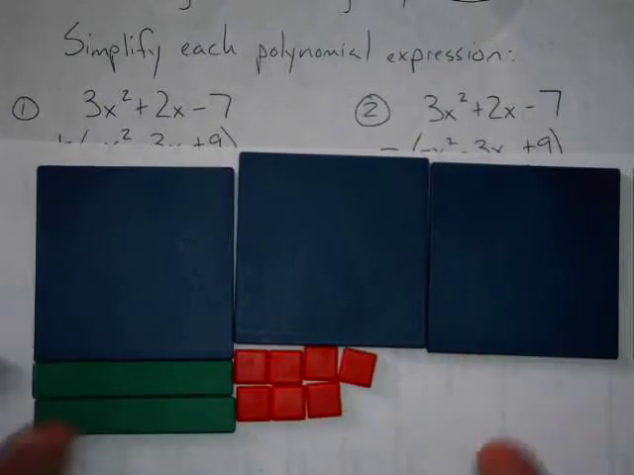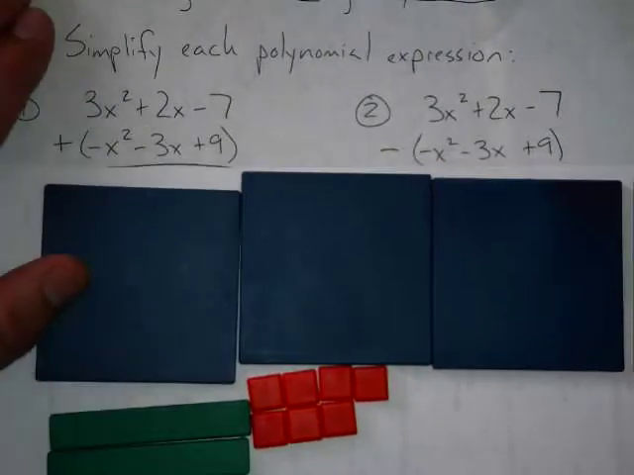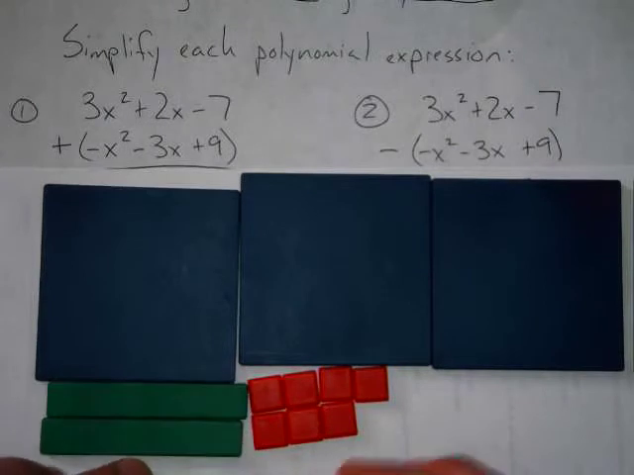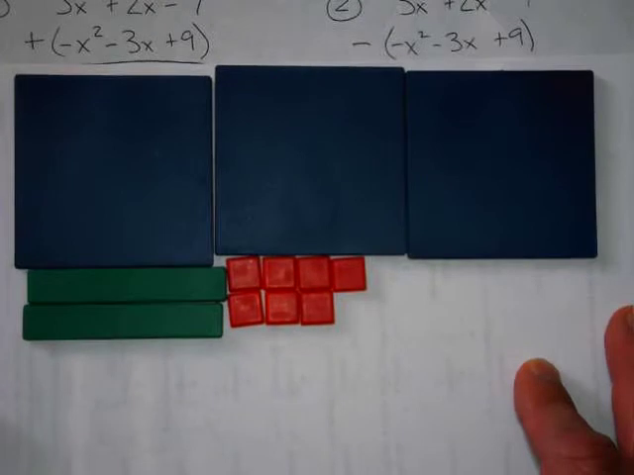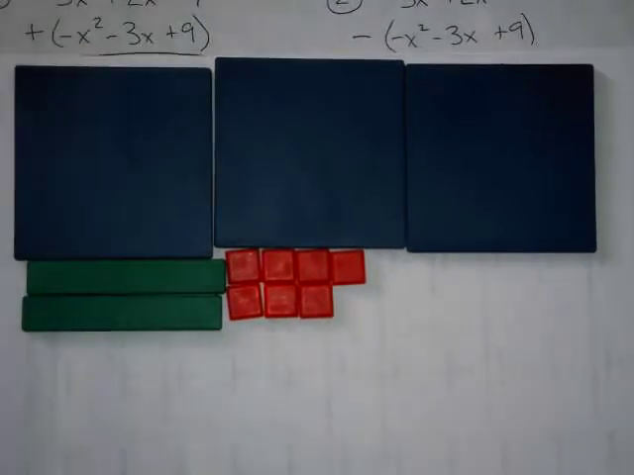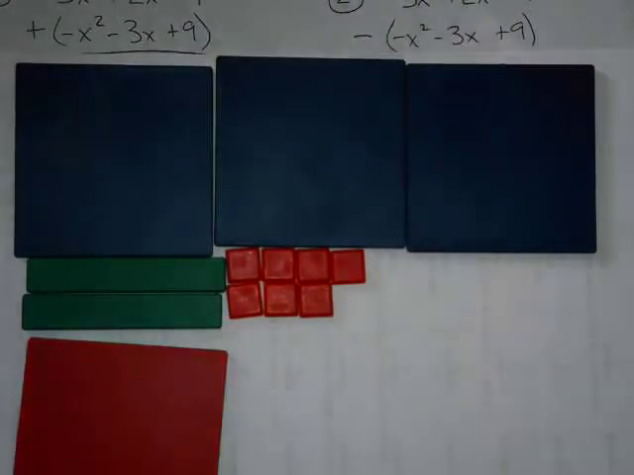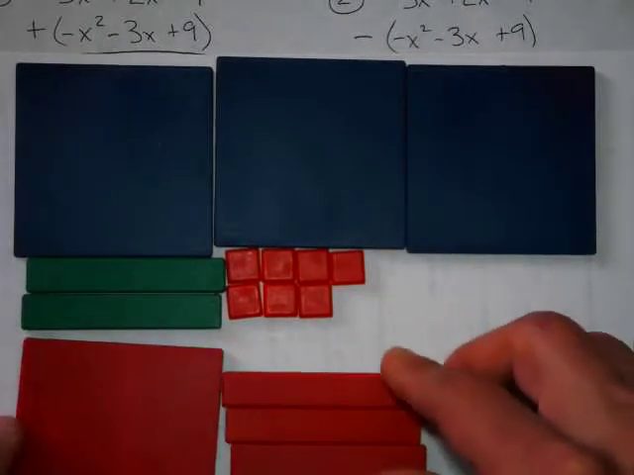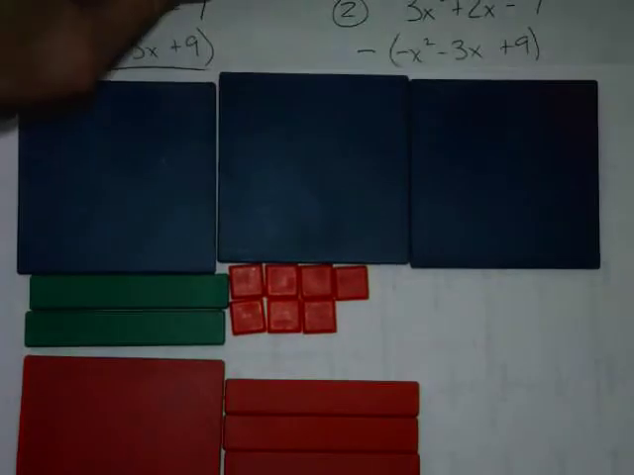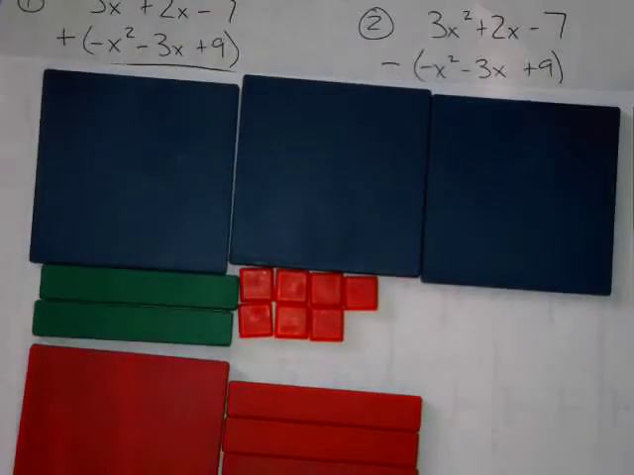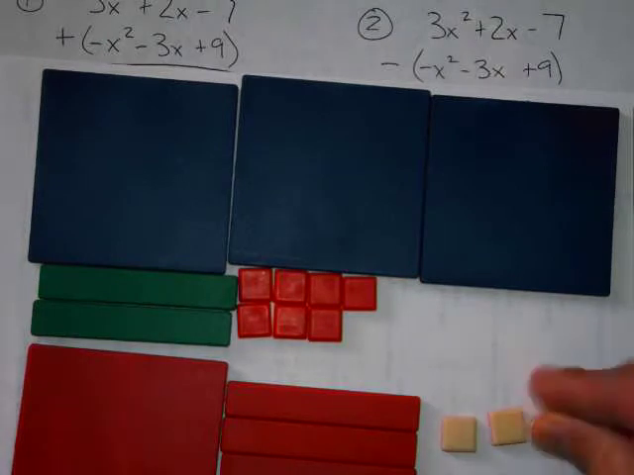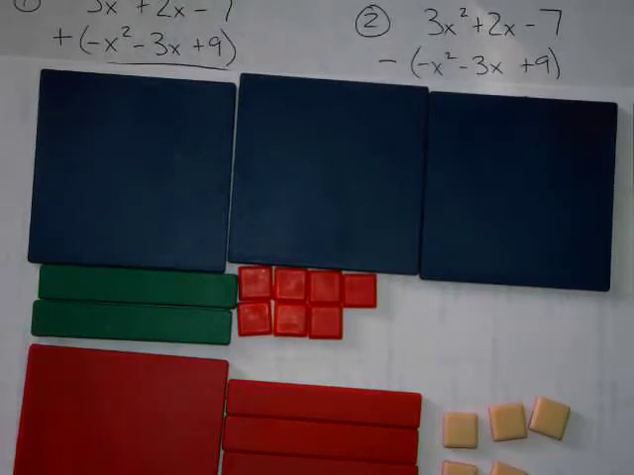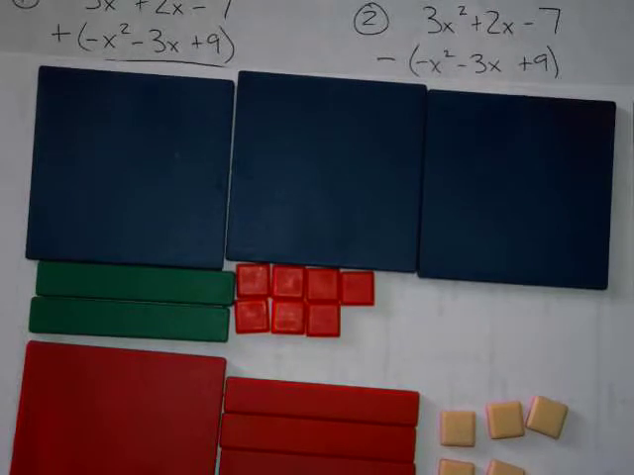And now what we're doing is adding to it negative x squared minus 3x plus 9. So what is that going to look like? Here is a negative x squared. Here is a minus 3x. And here is a plus 9. So we're going to add 9 ones. Here's 3 and 6 and 9.